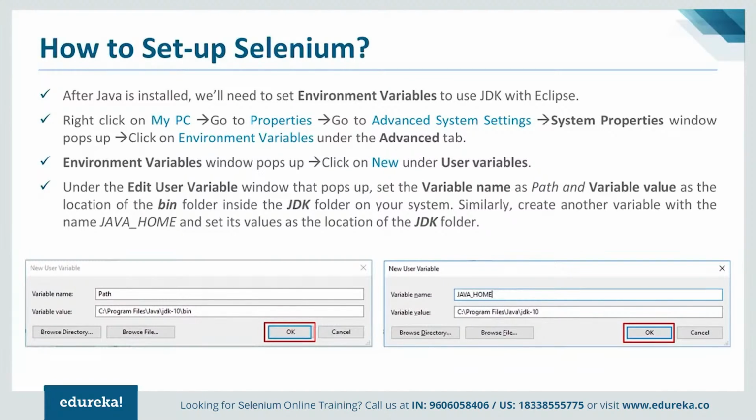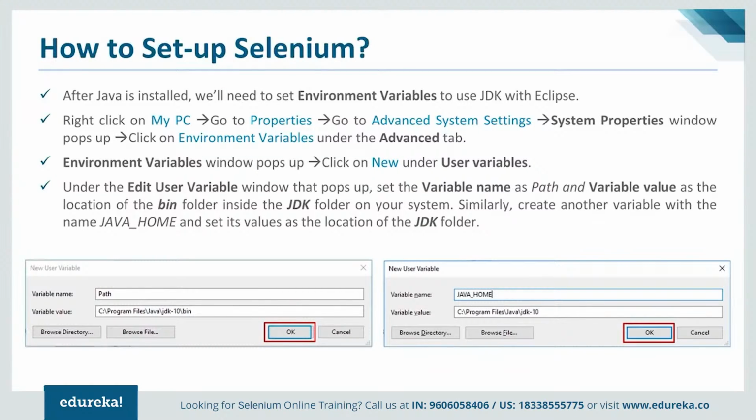Find the user variables. So go ahead and click on the new button under the user variables. Once you've done that, there should be a window that says edit user variable. Now under that window, go to the variable name and set it as path. And as for the variable value, you will have to find the JDK folder that has been installed on your system, go into it, and there must be a folder called bin. Copy the location of the folder and paste it as the variable value for path. So basically, we'll need the location of the bin folder in your JDK folder.